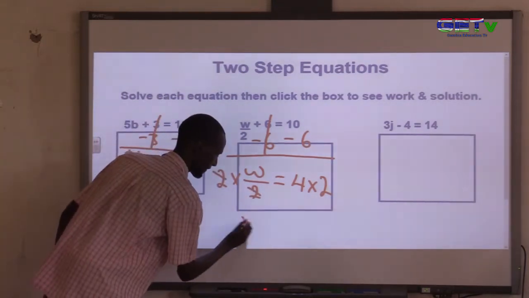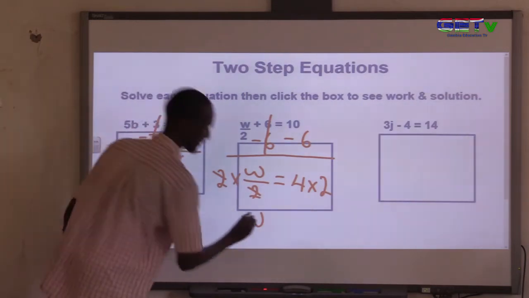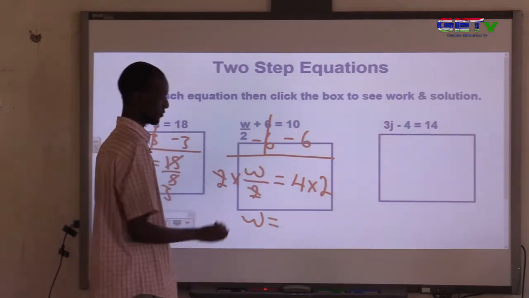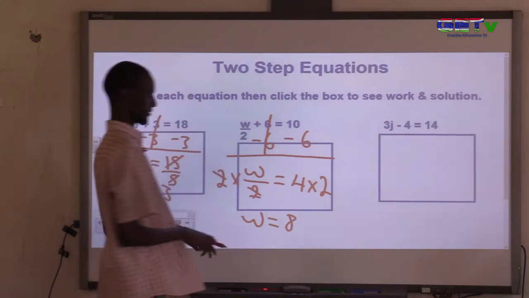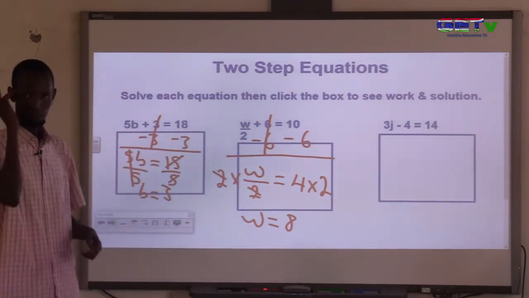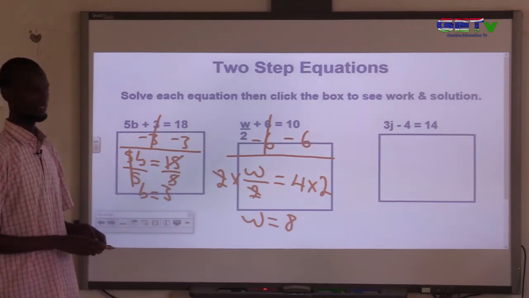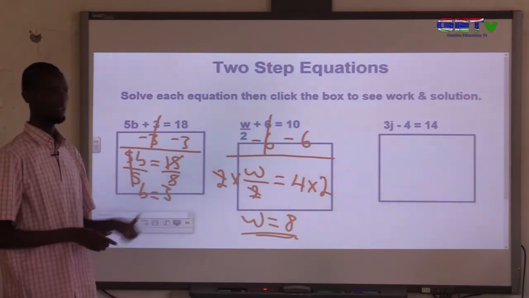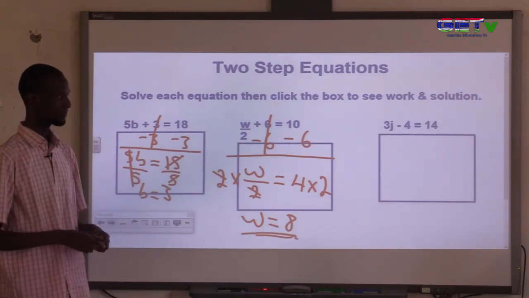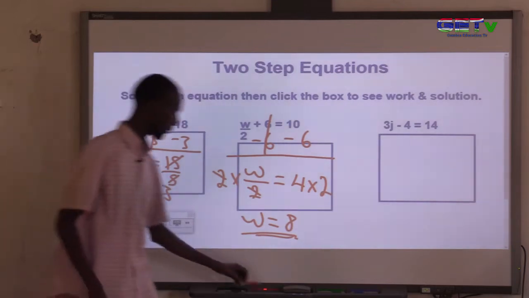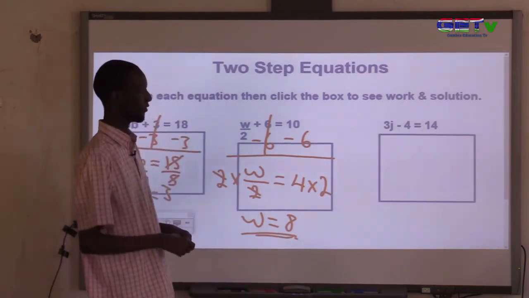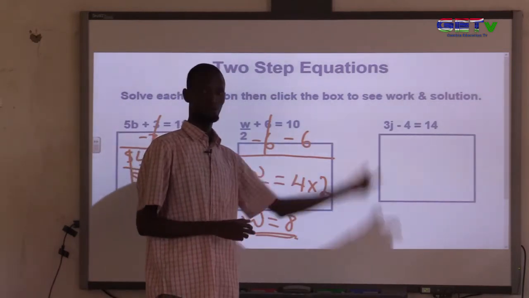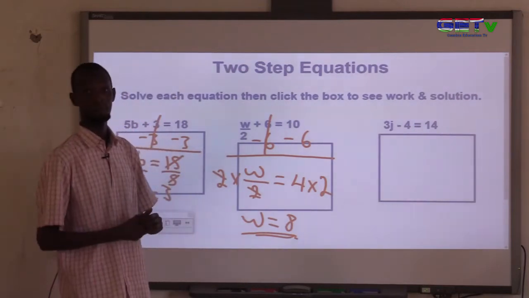I'm left with w on the left-hand side now being equal to 4 times 2, which would be 8. Now, is our variable alone on one side? Yes. So therefore, we have answered the question. That is all we have been trying to do. And so by now, most of you have already worked out the third one. Now, let's go through it and see if our answers will be the same.